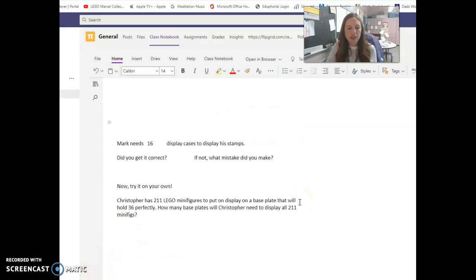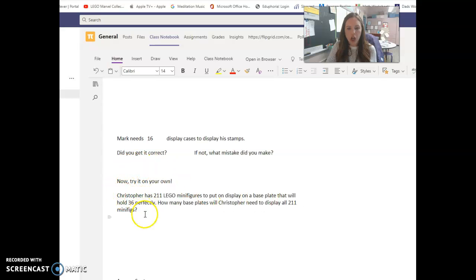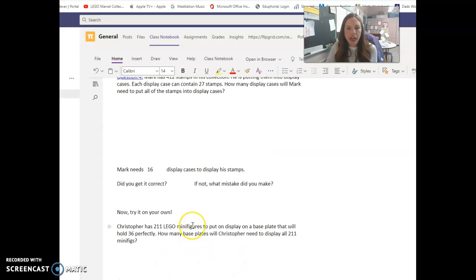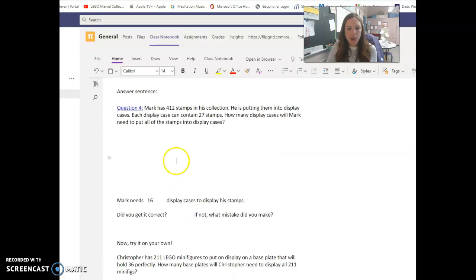Now, do not forget to do all of the try it on your own questions and make sure that you are writing any mistakes you may have made on the checkpoint and putting all of your answers in an answer sentence. If you are not sure how to do that, that's why I gave you sentence stems for the questions we went over. Look at your question and turn it into a sentence. How many display cases will Mark need? He will need blank display cases.